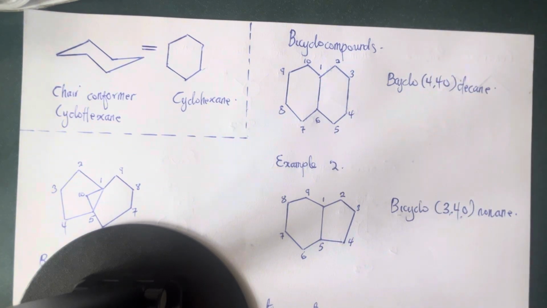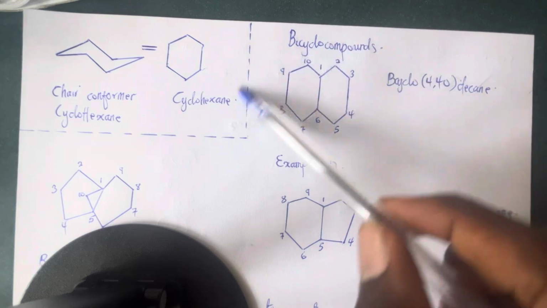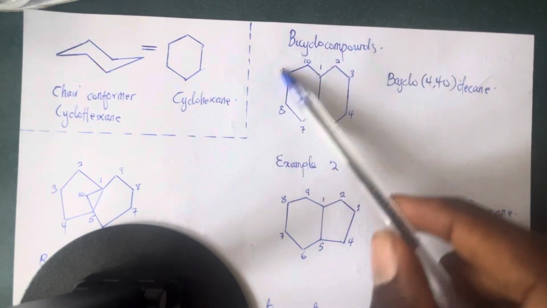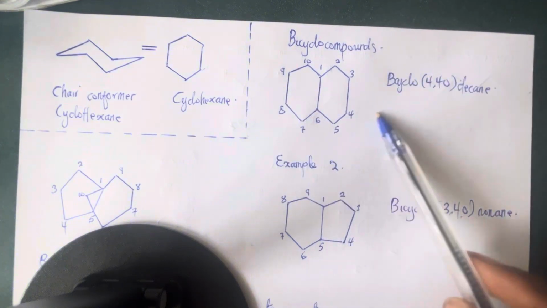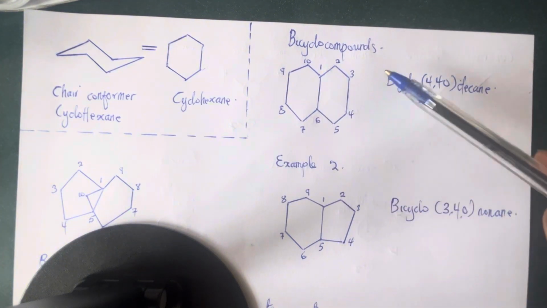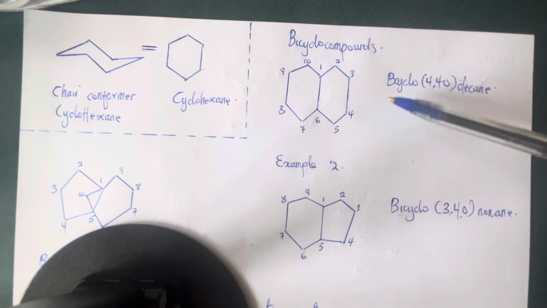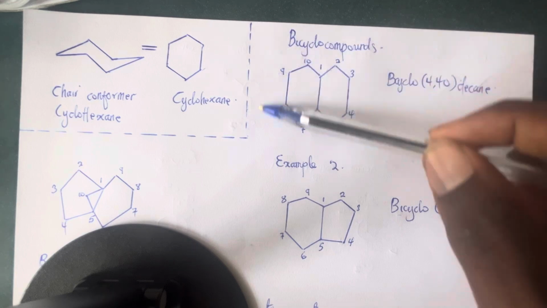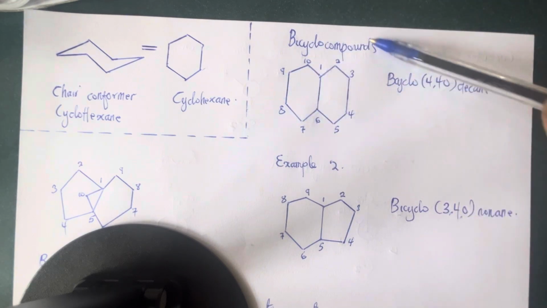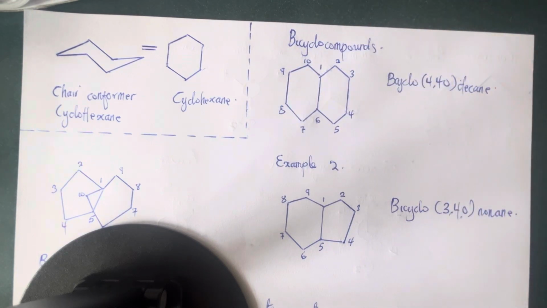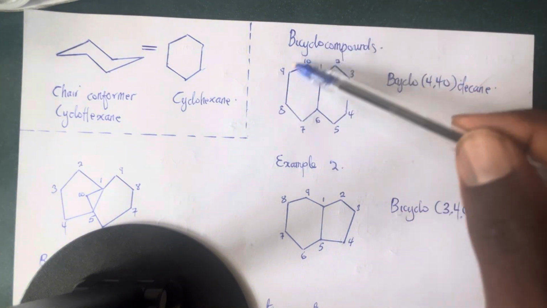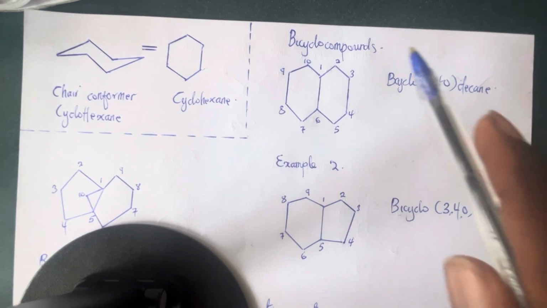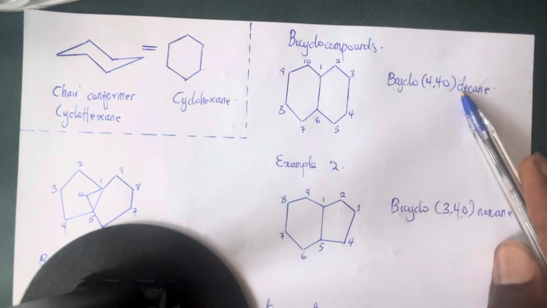Then decane. It is decane because after all, it has 10 carbons. When you number the bicyclic compound, it has 10 carbons in all. When you ignore the boundary here, you number it as a cyclic compound. You are going to consider this bicyclo compound as one and name it like how you name a cycloalkane. So here it has 10 carbons in all. That is why it is called decane.